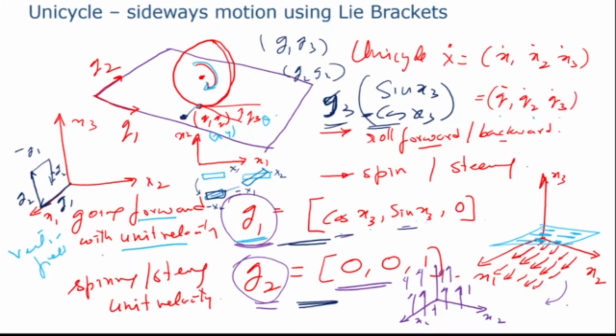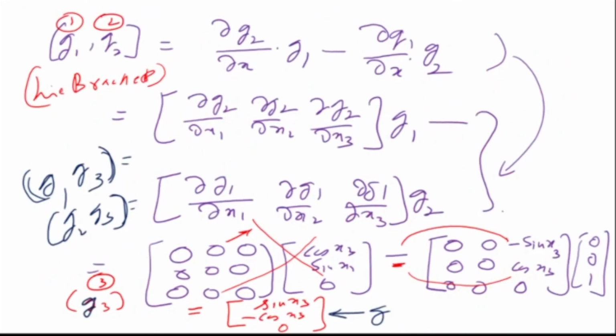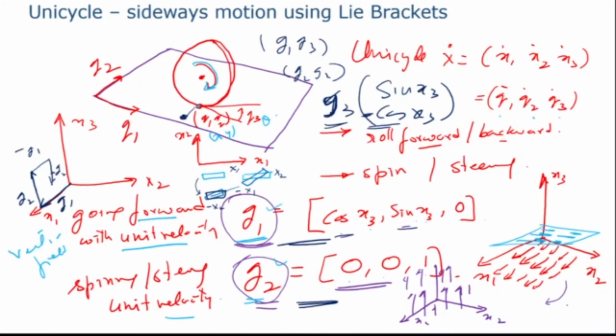The other vector field is spinning or steering with unit velocity. So that is 0, 0, and 1. This is the second vector field. So we have 2 vector fields, g1 and g2. If I take the Lie bracket of these 2 vector fields, what we get is a third vector field, g3, which is coming as sin x3, minus cos x3, and 0. Now if you look at it, it is sin x3, minus cos x3. So if you're looking at this in the top view, this is my x1, x2, x3. So minus cos x3 would mean that it is in the y direction, right?